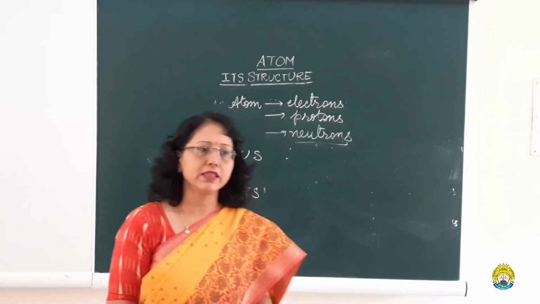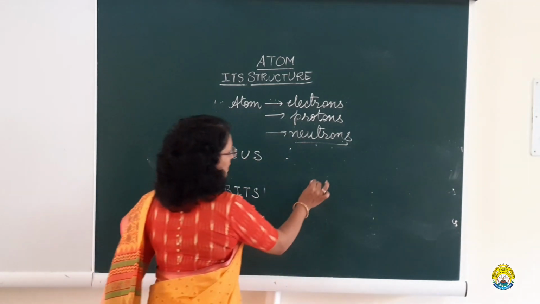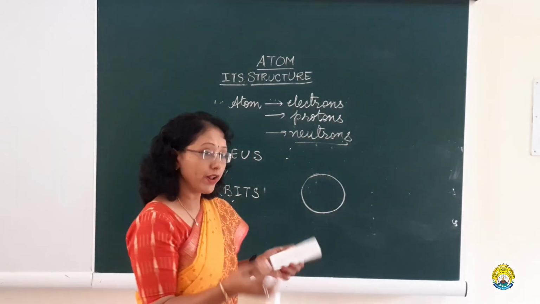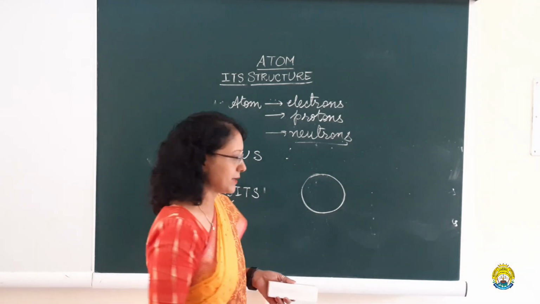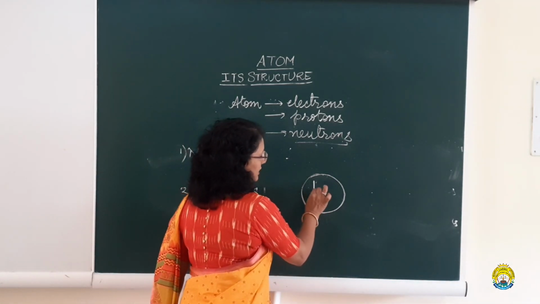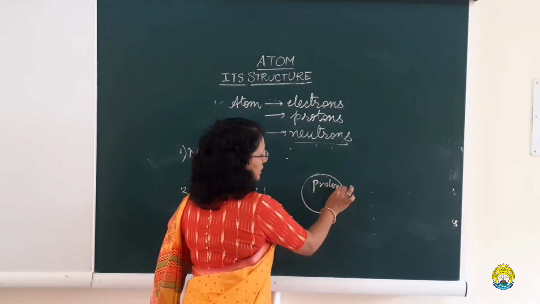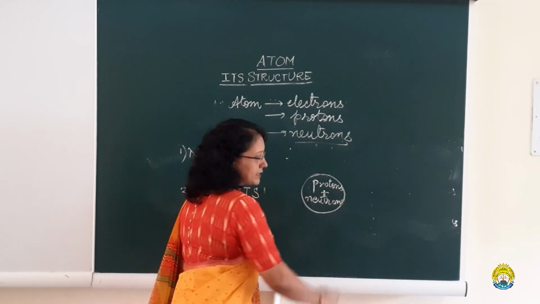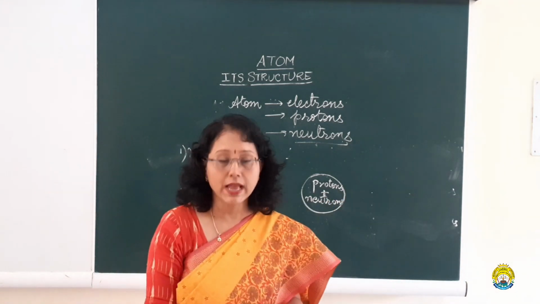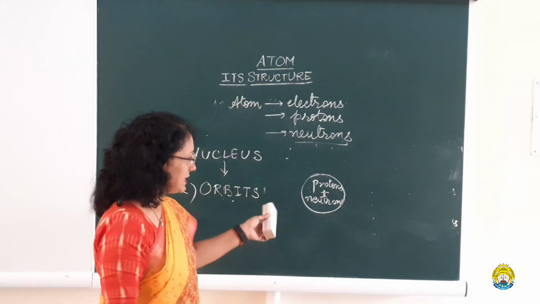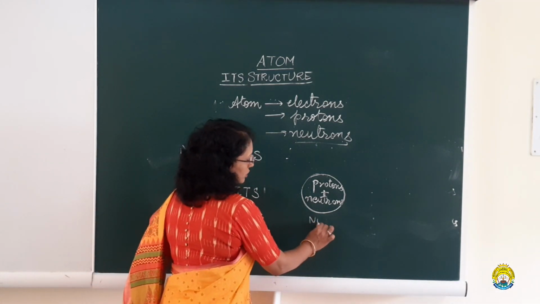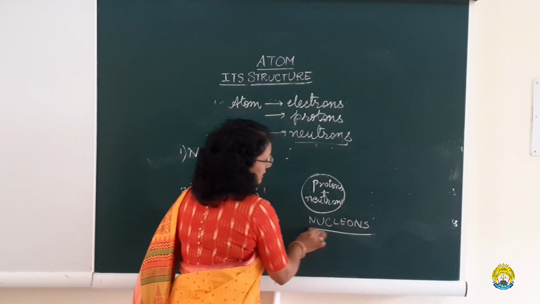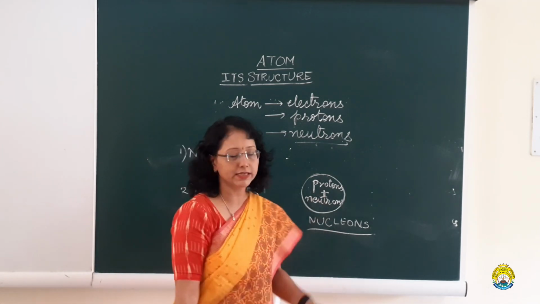Now, what is present in the nucleus of an atom? Of the three subatomic particles we have studied, where are they placed? The center, which is the nucleus, consists of the protons and neutrons. Protons and neutrons collectively are called nucleons. So this is the nucleus of an atom.